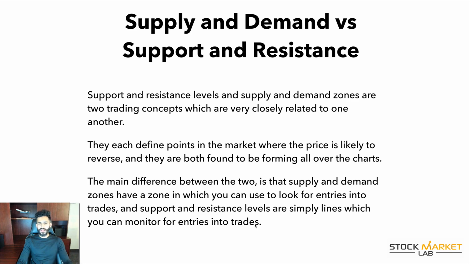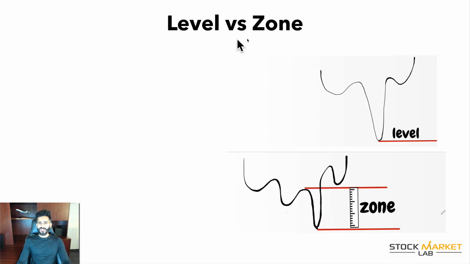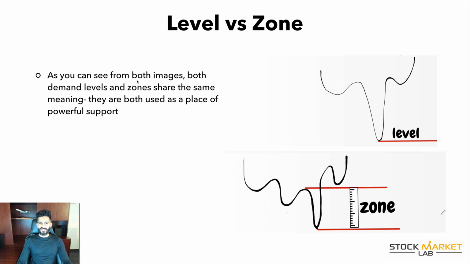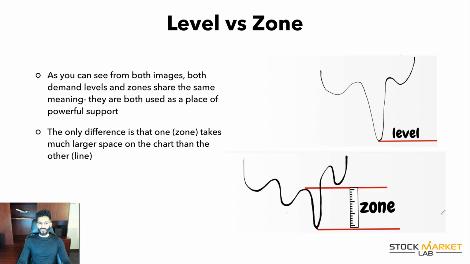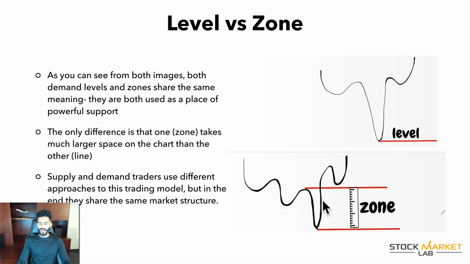Now, what do I mean by the area? We have levels and we have zones. As you can see from both images, both demand levels and zones share the same meaning. They are both used as a place of powerful support. You can see this is a support level, support zone, right? It's the same concept. They're both areas of support or areas of demand. The only difference is that one zone takes much larger space than the other line.